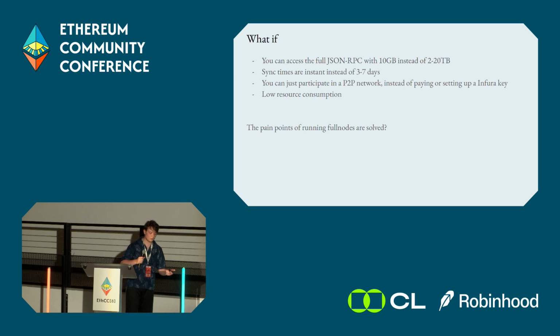So what if you had full JSON-RPC access, but your user only had to allocate 10 gigabytes of storage instead of 2 to 20 terabytes? And that would include all archival state.